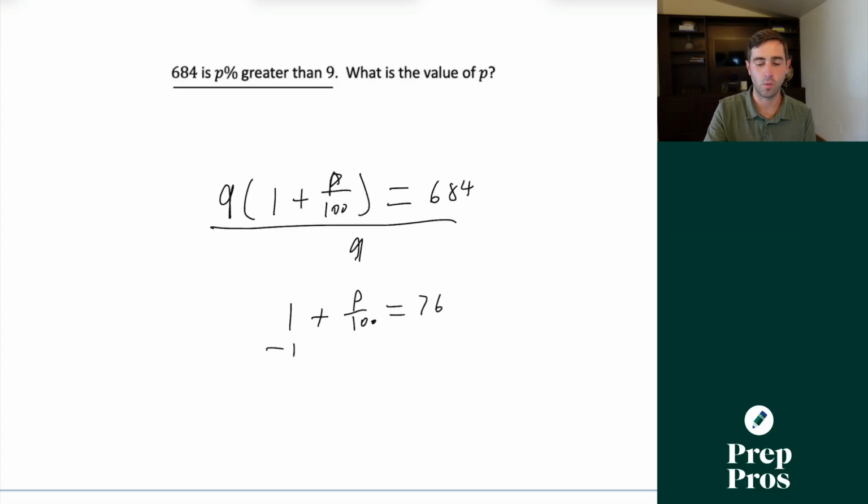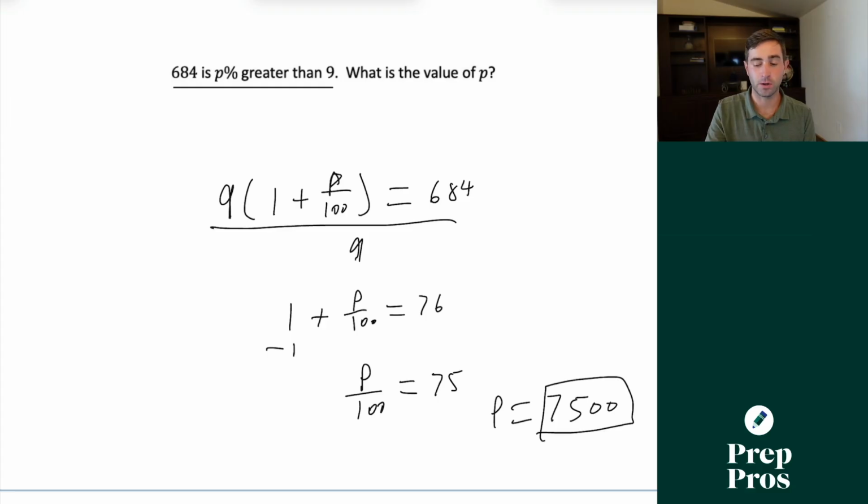We subtract over our 1. We get that p over 100 is equal to 75, where p is equal to 7,500%. That will be our correct answer. The really common mistake is students will pick 7,600 because they will forget that they need to subtract away the 1, and they'll try to just do 684 divided by 9. That would show what percent 684 is of 9. That's a different type of question, but if you see the increase or decrease, remember you have to use 1 plus or minus that p over 100.